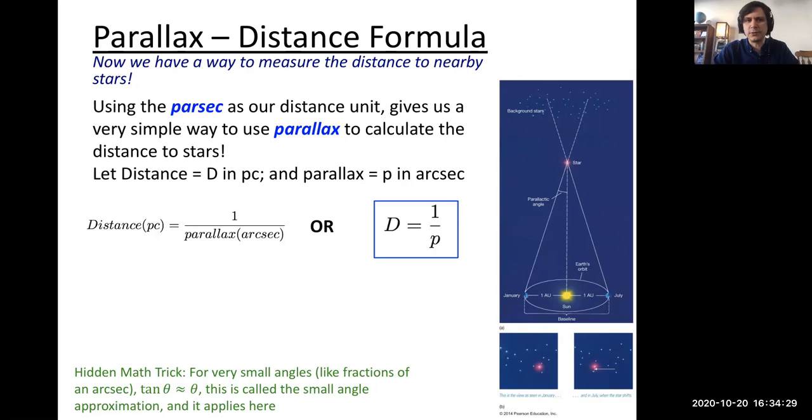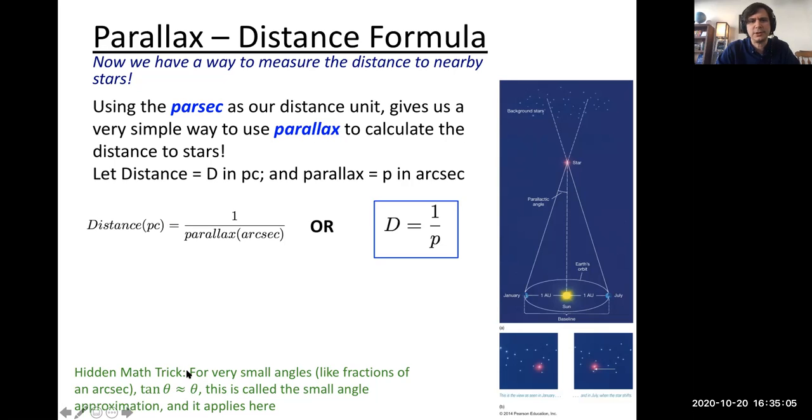So it only works whenever we measure the distance in parsecs, which has the symbol of PC, and we measure our parallax, this angle right here, in arcseconds. And when we do that, we have the distance equals 1 divided by the parallax. So I will give you the parallax, you divide 1 by the number that I give you, and you've solved for the distance. So the distance d equals 1 divided by this angle parallax p. That easy.